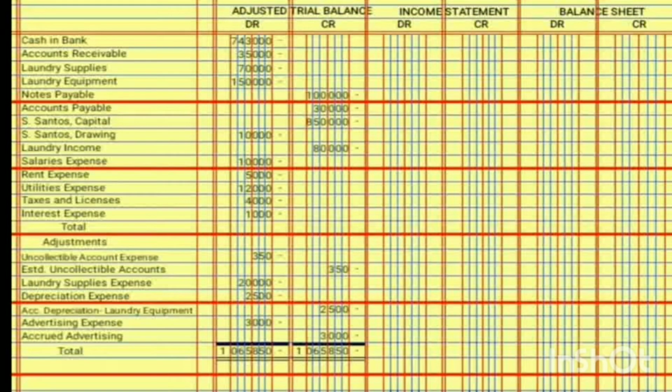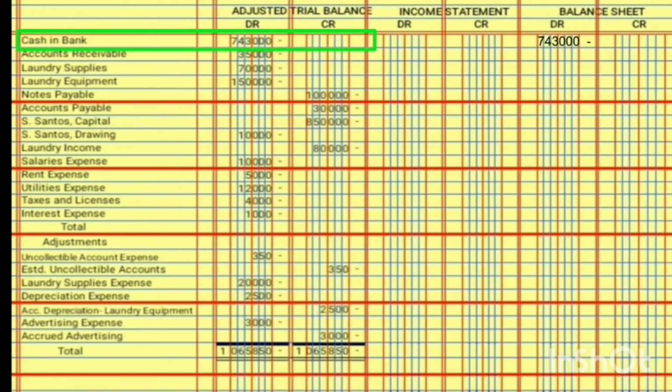So here, you should know what are those accounts na makikita mo sa income statement and what are those accounts na makikita mo sa balance sheet. So you need to review your chart of accounts. Okay, so we will now start with a cash in bank with debit balance of 743,000. So cash in bank is a real account or a balance sheet account. So we're going to extend it in the balance sheet account debit.